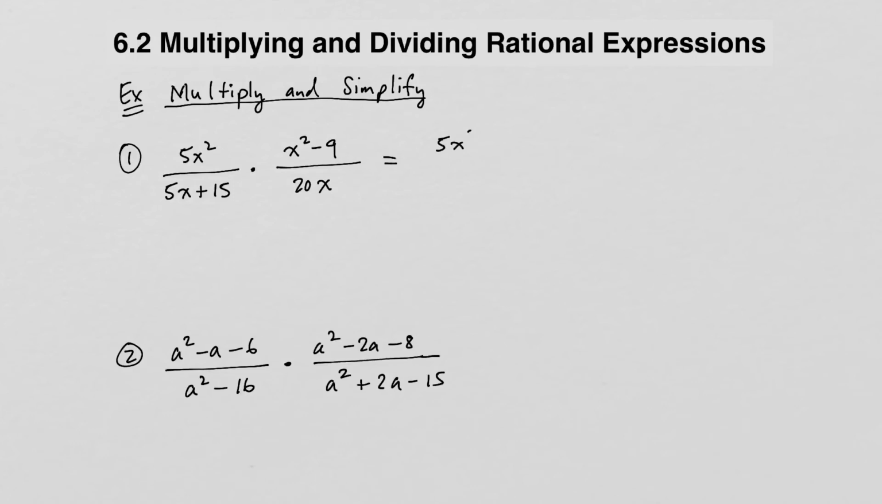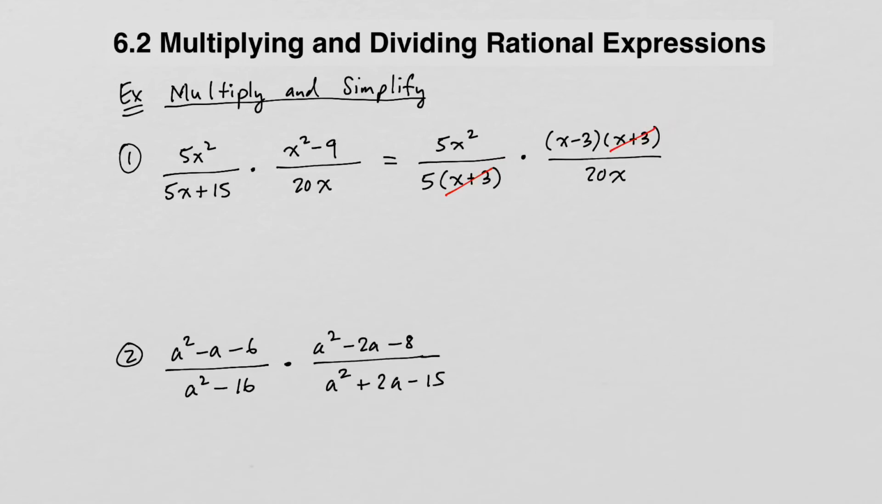So 5x squared is 5x squared, but 5x plus 15 can be factored by pulling a 5 out of each of those and getting x plus 3 left over. And now we're going to multiply that by this fraction. And we can factor x squared minus 9 using the difference of two squares formula. And then that's over 20x. So now we can cross-cancel any factors that are the same. So x plus 3 here and x plus 3 here can be canceled out.